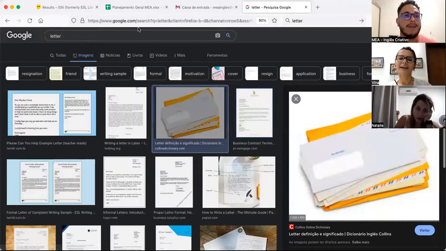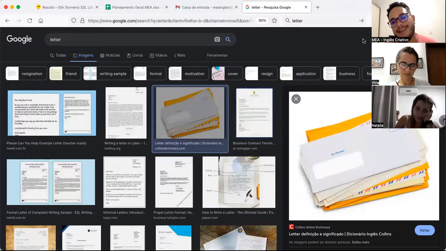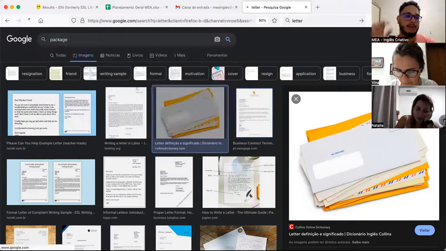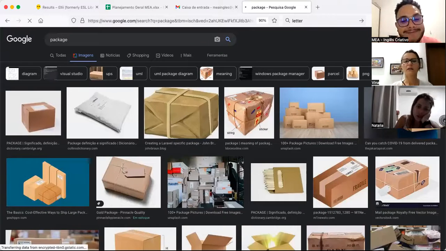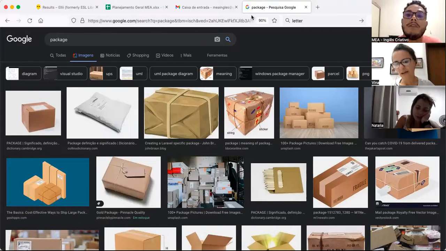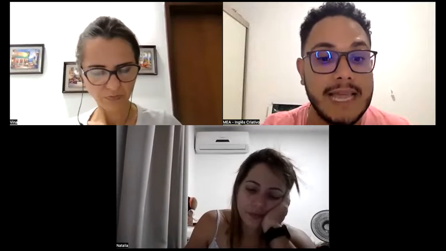Okay, this is a letter and this is a package. Pay attention, girls. Look at the image. Package. Okay, so if you want to send a package or a letter, you go to the post office.